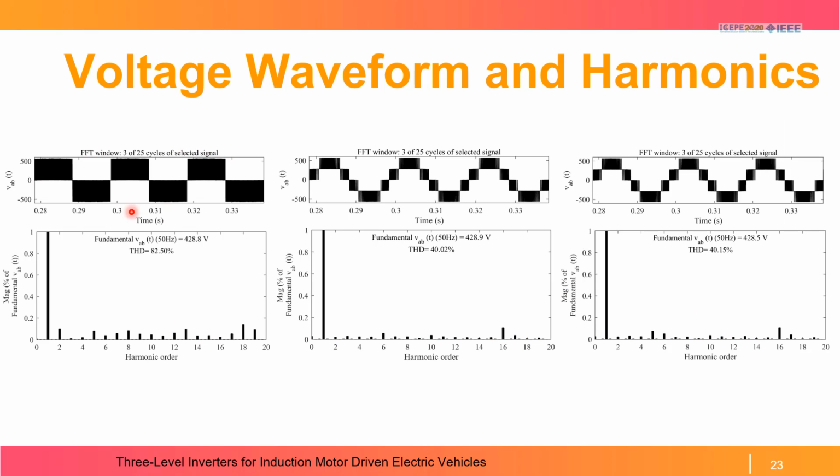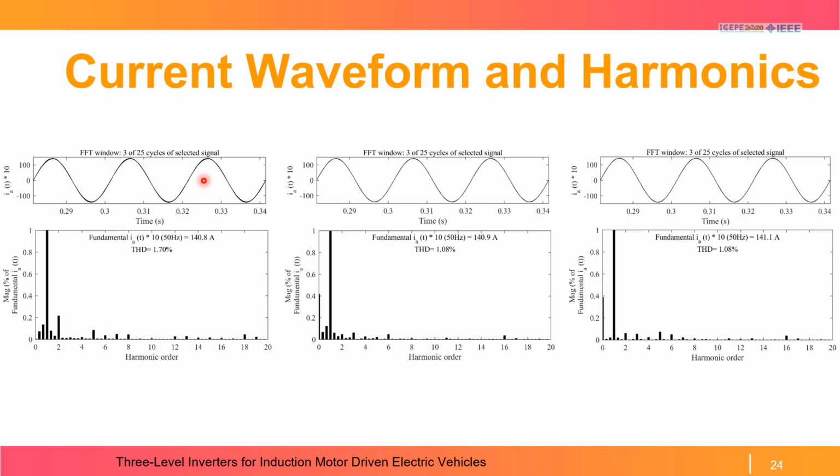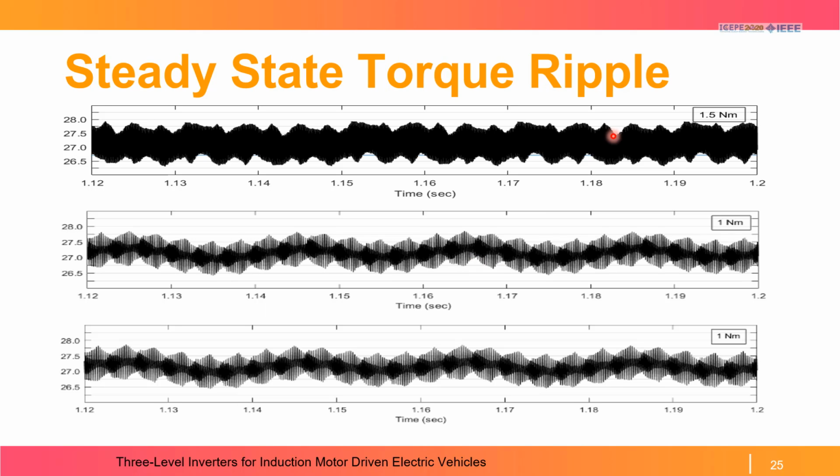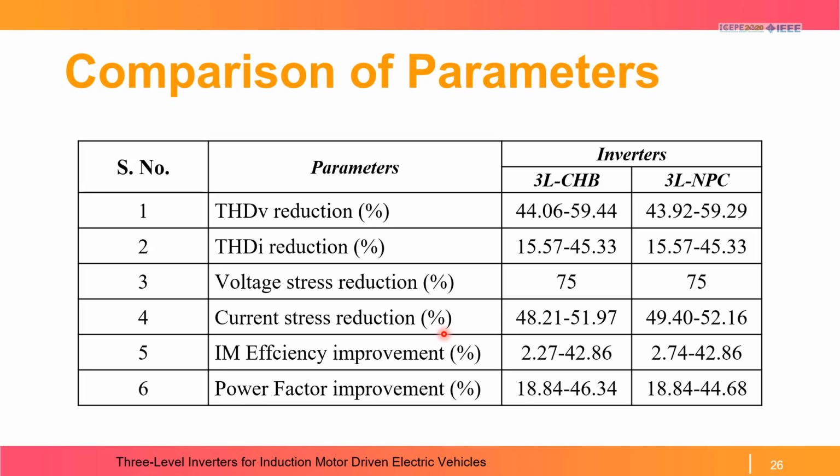These are the voltage waveform and harmonic spectrum for the 2-level inverter, and this is the voltage waveform and harmonic spectrum for the 3-level inverters. These are the current waveform and harmonic spectrum for the 2-level inverter, and these are the harmonic spectra for the 3-level inverters. At steady state, there is a 1.5 Newton meter torque ripple in the case of the 2-level inverter, while there is a 1 Newton meter steady state torque ripple in the case of 3-level inverters.